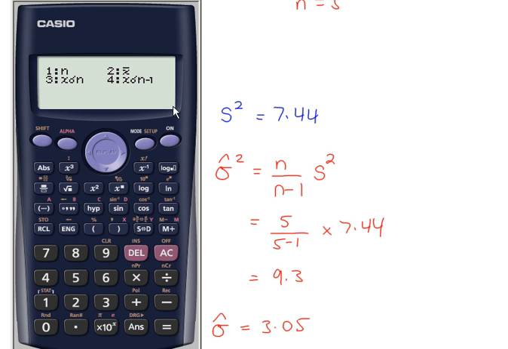And if you square that value, you'll get an unbiased estimate for the population variance.